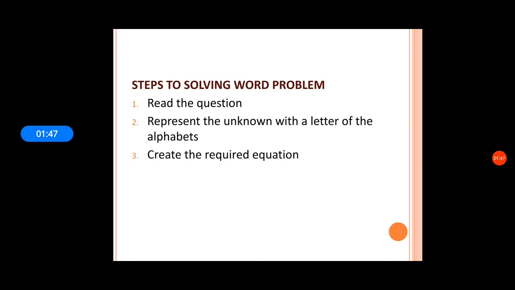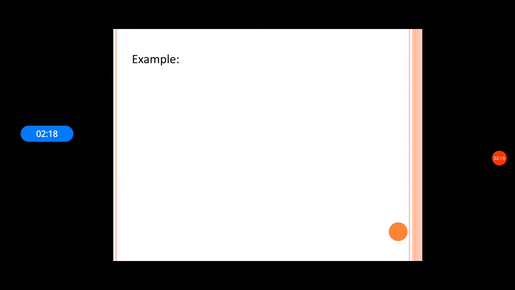3, create the required equation. It is only after you have created the required equation that you can now solve the problem. So when you follow these 4 steps, it will be very easy for you to solve any word problem you are given. So let's go and look at the examples we have while we use these steps to solving them.